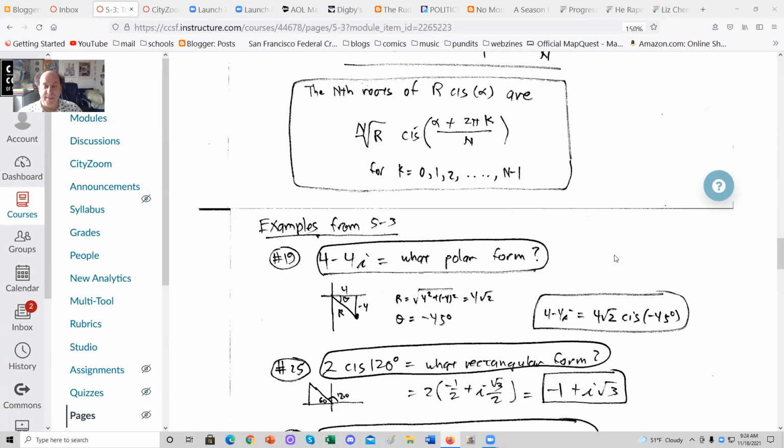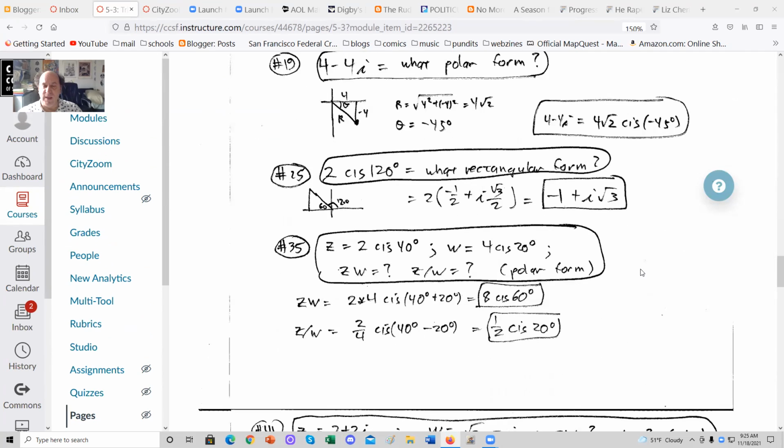So let's do some examples. 4 minus 4i, what is the polar form for that? Well, let's graph it. It's over 4 and down 4. R, the radius from the origin, is root of 4 squared plus negative 4 squared, which comes up to 4 root 2. And since these sides are equal, this is an isosceles right triangle, and the angle is negative 45 degrees, negative because it's clockwise. So 4 minus 4i is 4 root 2 cis of negative 45 degrees.